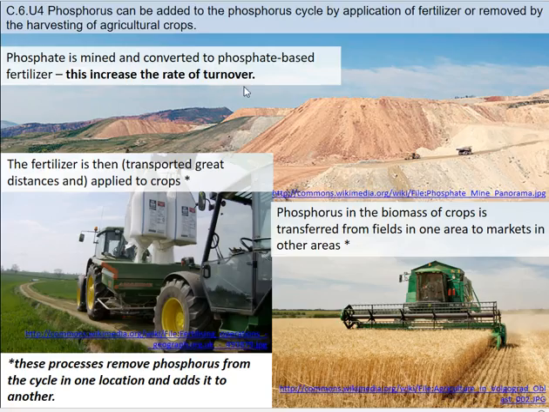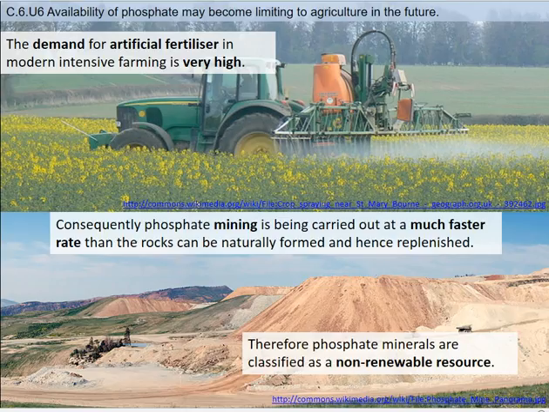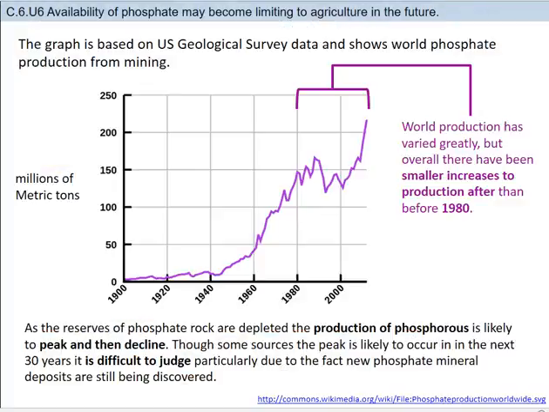So phosphate, like we said, is mined and converted into phosphate-based fertilizer. Fertilizer is then transported a huge distance across the earth to wherever it's needed. Phosphorus then is taken into the biomass of crops and it's transferred from fields in one area into markets in other areas. Because of this, the demand for artificial fertilizer is very, very high, and consequently, phosphate mining is being carried out much more quickly than the rocks can be naturally formed and hence replenished. Therefore, like we know of fossil fuels, we're running out of them. We're using them at a faster rate than they can be recovered naturally, and they're running out.